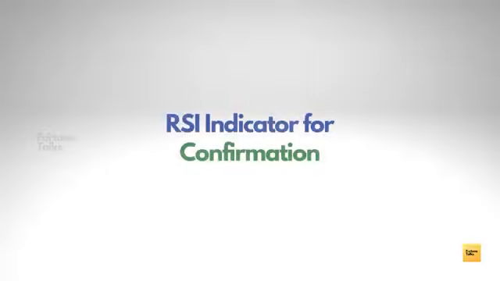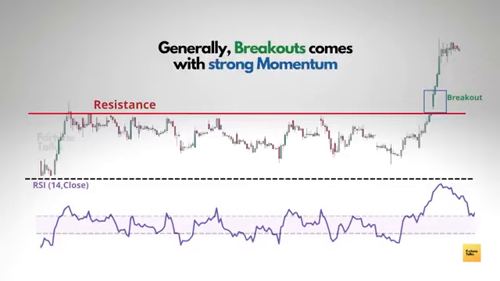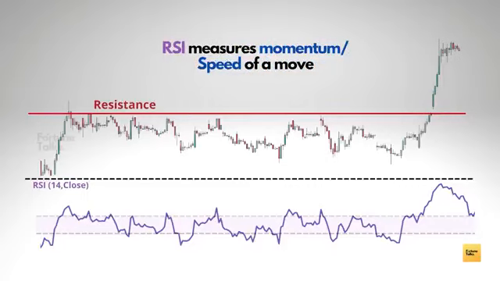Now we will look at a faster way to get a breakout confirmation using an indicator, which will give us an immediate yes or no confirmation as to whether we can rely on this breakout or not. So we have to add the RSI indicator, or the relative strength index indicator, in our chart. When we are looking for a breakout, we are expecting the breakout to come with a degree of momentum, and we will use the RSI indicator to find that momentum.